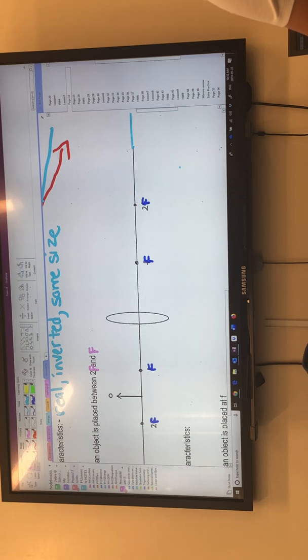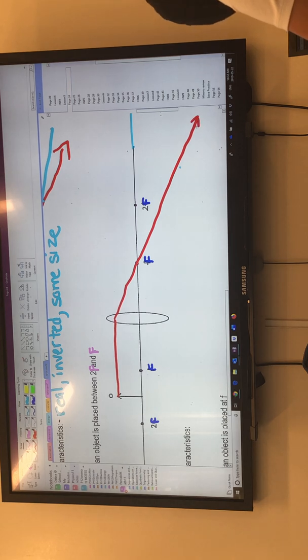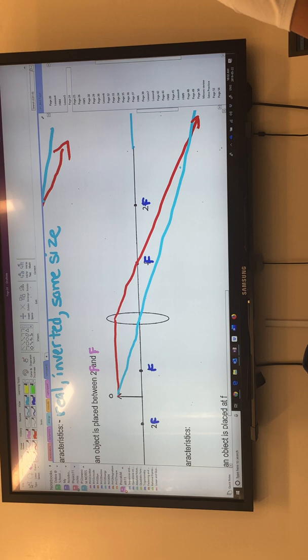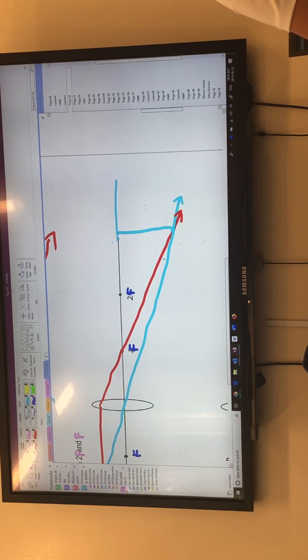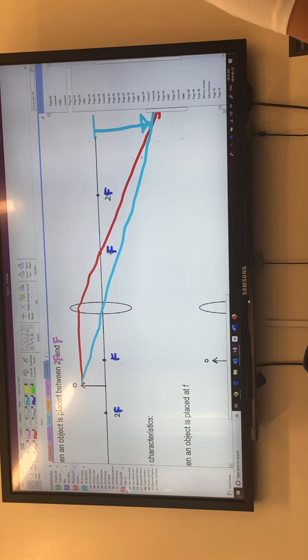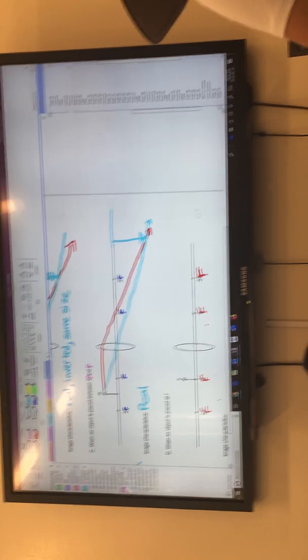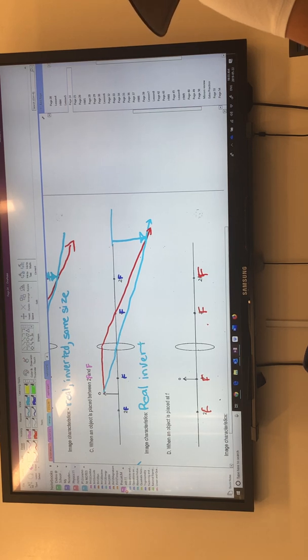So I go in parallel and through F. And then straight through the middle. Across here. So my image is real, inverted, larger.